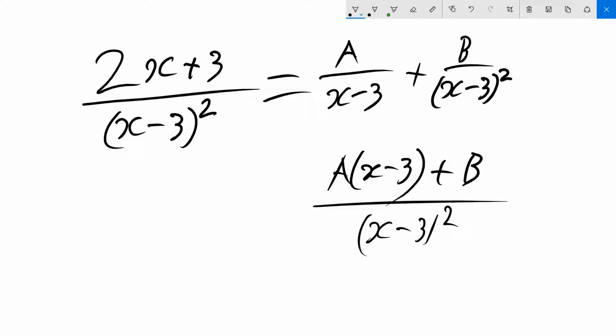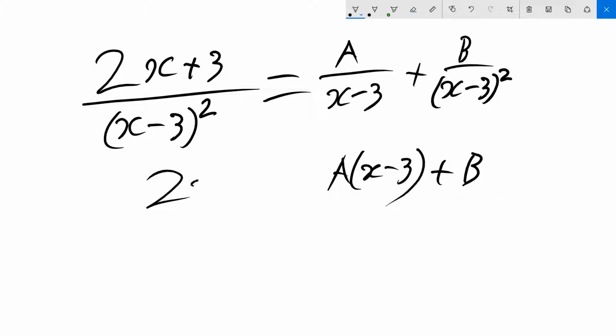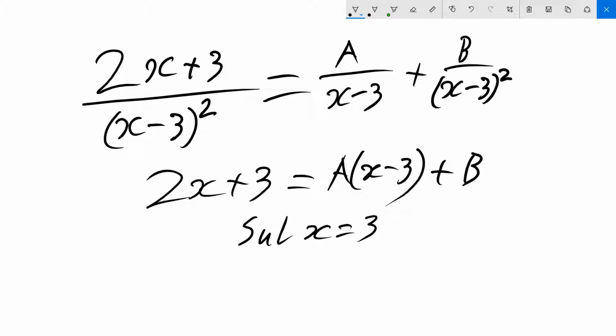So then we're going to equate numerators again, as you normally would. And we get 2x plus 3 equals that. So now we have to choose our x values carefully again. So this time we're going to cancel out A by subbing x equals positive 3 into it.